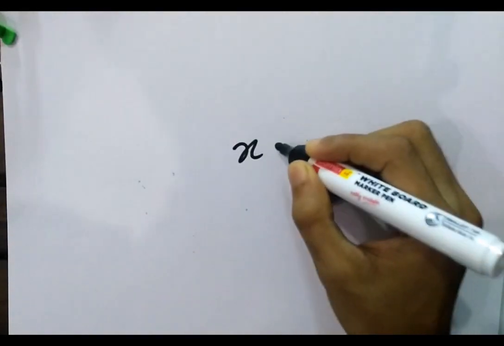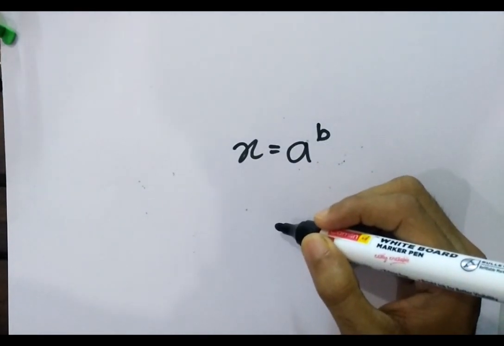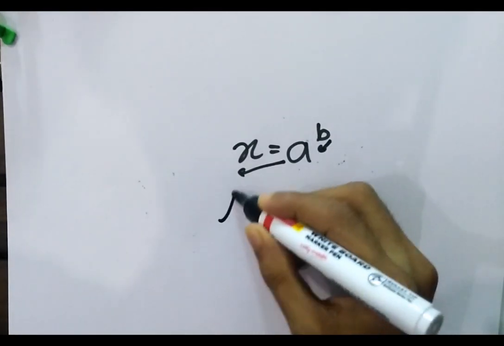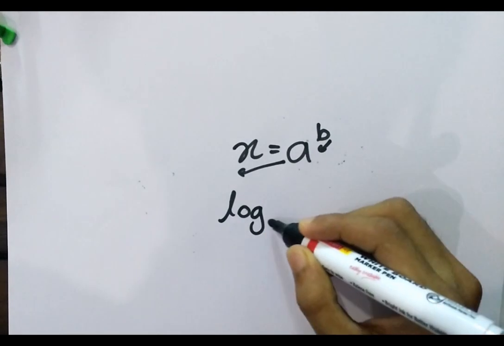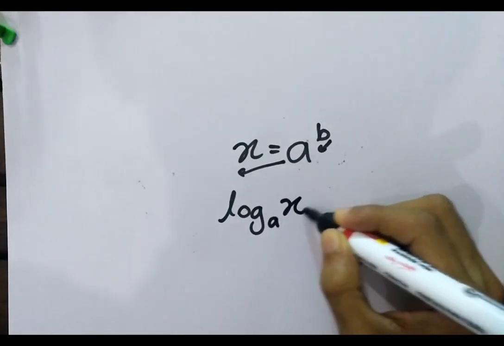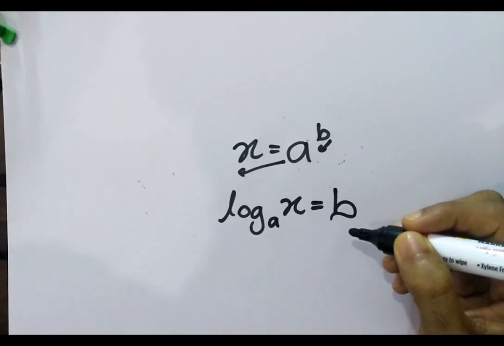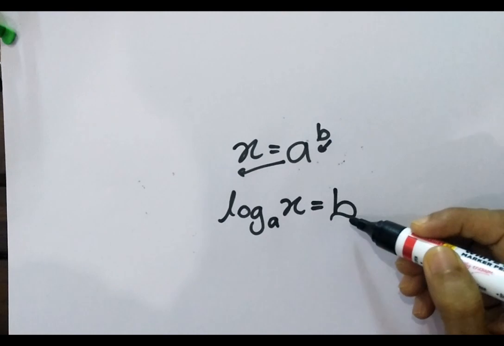Now this time, x equals a to the power b. How to write this in logarithm form? It's very easy. We just have to change the places like this. Look at the arrows carefully. So this a will come to the base of log, and x equals this will come down. So that's the format. Okay, fine. So logarithm of x to the base a is equal to b.